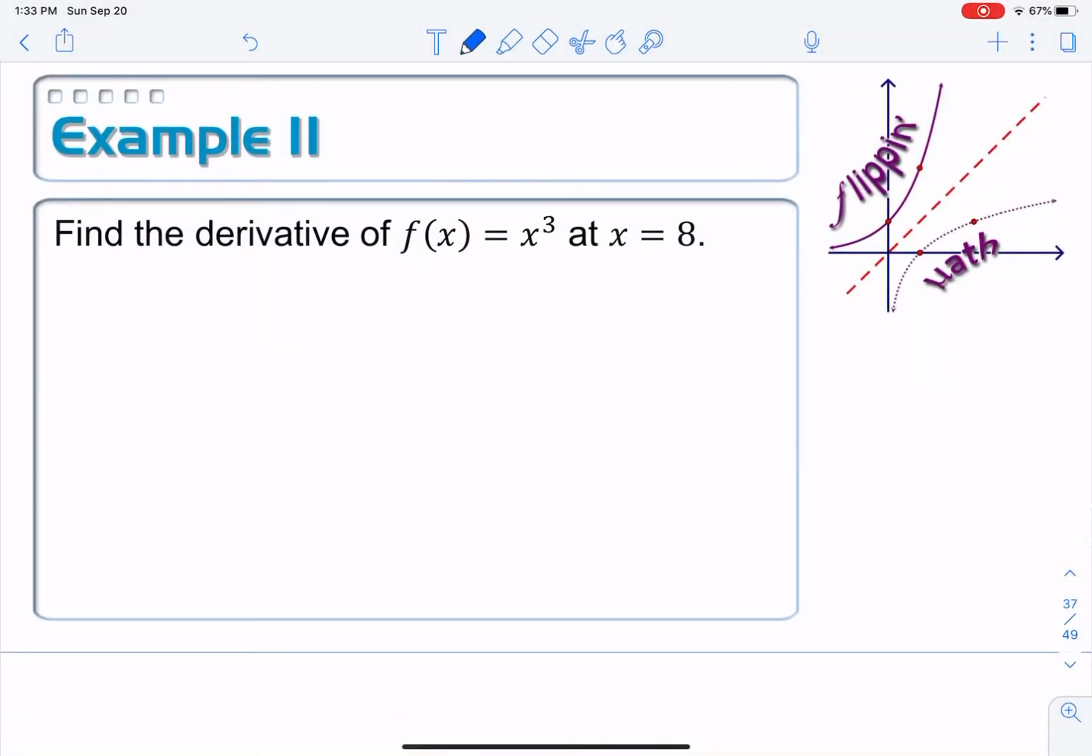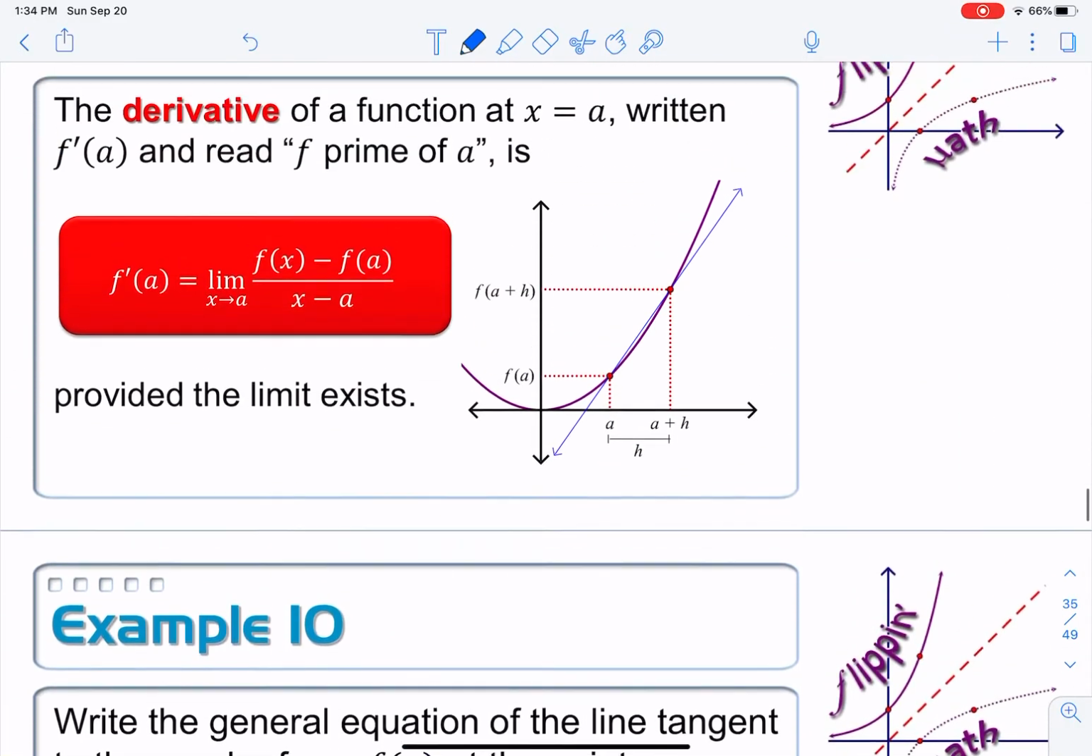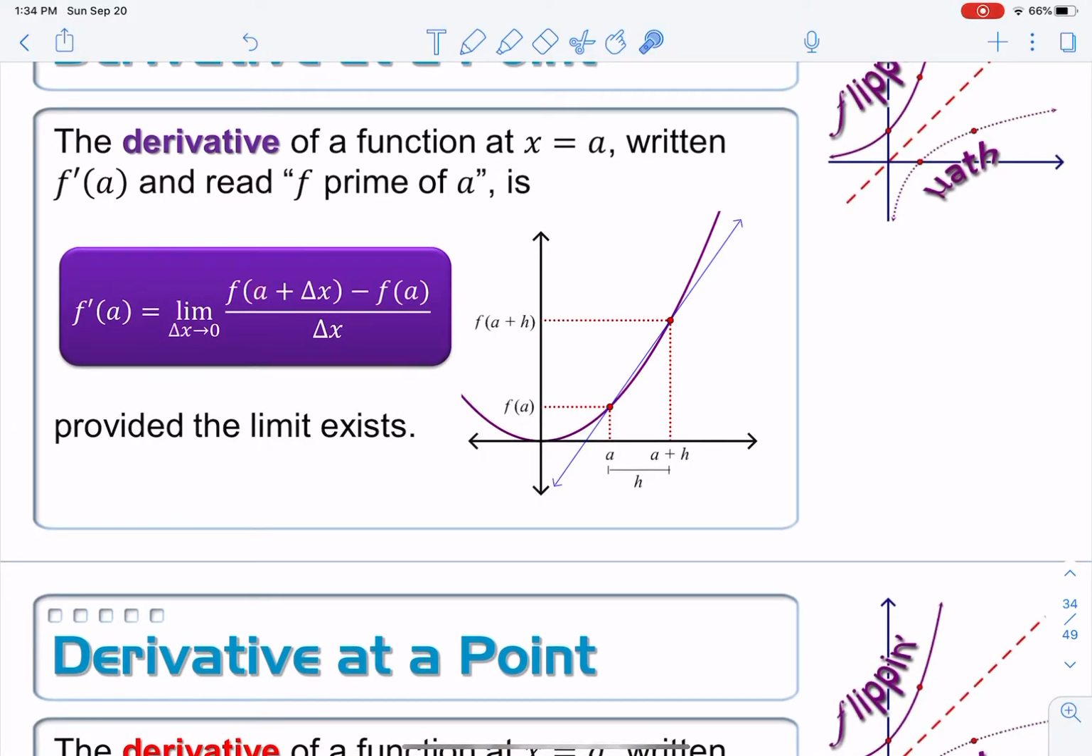So step 1, I'm going to write f prime of 8, finding the derivative of our function at x equals 8. That should be equal to a limit, and instead of using a little h, we're going to use delta x approaching 0 of, and now let's write our difference quotient first, f of 8 plus delta x minus f of 8 over delta x. Once again, all I did was use this as my blueprint where my a value was equal to 8.